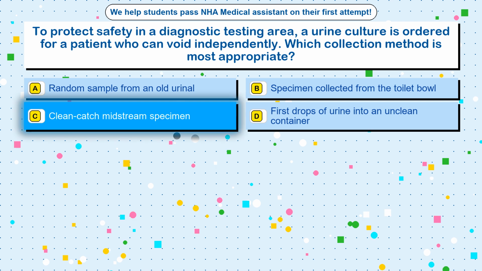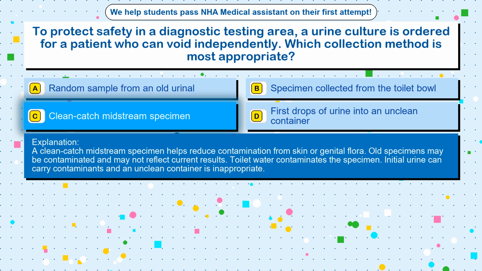The correct answer is option C, clean catch midstream specimen. A clean catch midstream specimen helps reduce contamination from skin or genital flora. Old specimens may be contaminated and may not reflect current results. Toilet water contaminates the specimen. Initial urine can carry contaminants and an unclean container is inappropriate.